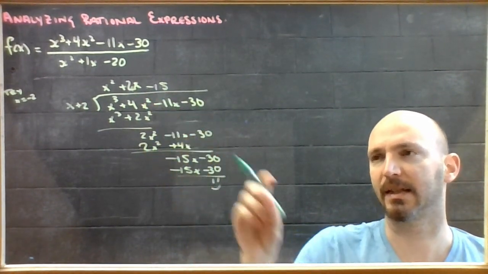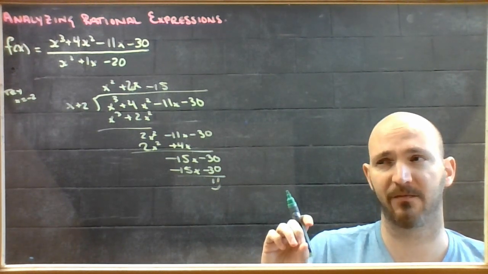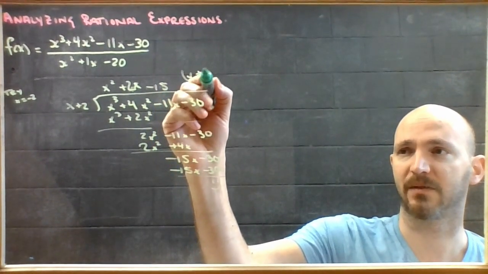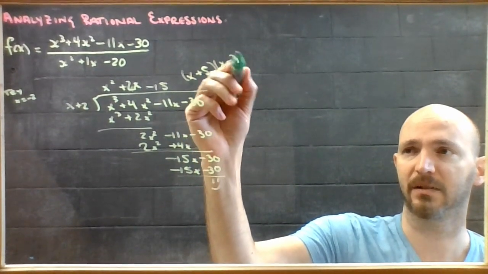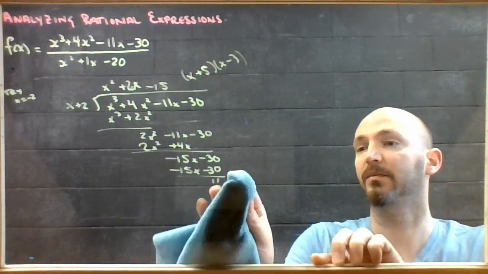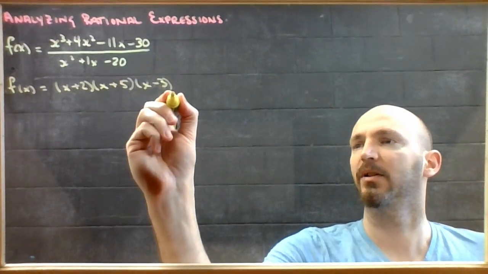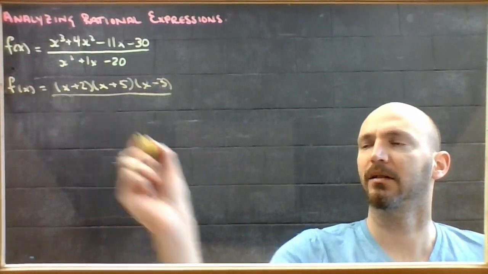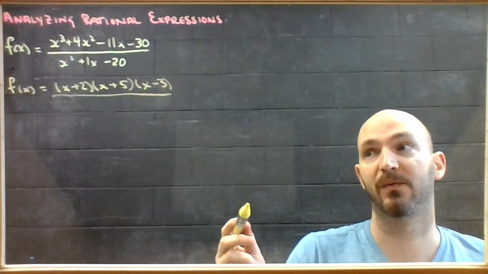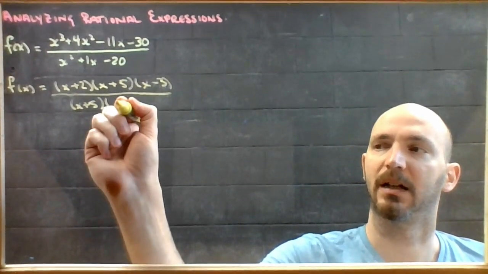Alright, and looking at this thing that's left over, 3 times 5 is 15, and positive 5 minus 3 would be 2. So this thing is going to be x plus 5, x minus 3. Alright, so I'm just going to erase this and write my factors. And if I look at the denominator there, 4 times 5 is 20, and plus 5 minus 4 would be 1. So this is going to be x plus 5, x minus 4.